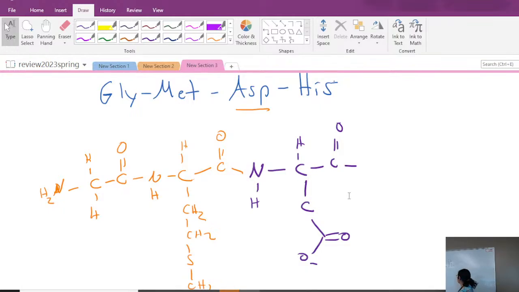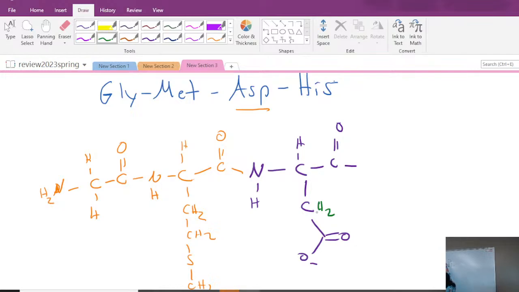So the book says aspartic acid is CH2COOH. Oh, I think it needs to be here. That's where the carbon needs to be. There we go. That fixes it. So that's what I have drawn there. So that's the aspartic. Now we make our last one, histidine.